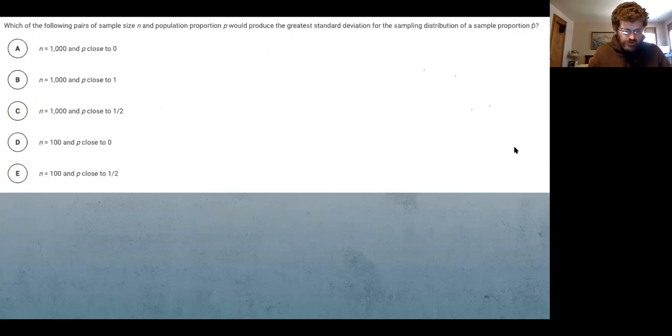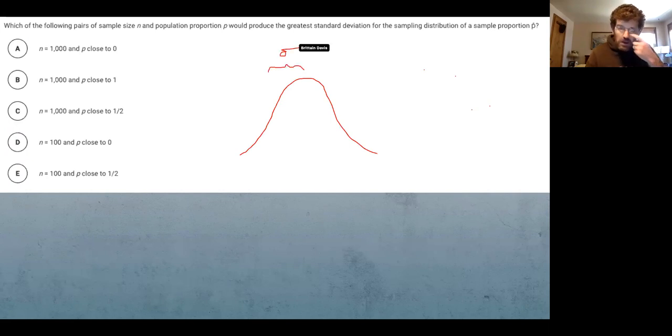Okay. Now this is some fun stuff right here. We're trying to figure out, when you combine your sample size with your population proportion, what's going to be most likely to produce the greatest standard deviation for the sampling distribution of a sample proportion p hat. So we're going to create some kind of a normal distribution out of this. And which one's going to have the biggest standard deviation? If we have a sample size of 1,000, sample size of 100, probability close to 0, close to 1, close to 1/2.